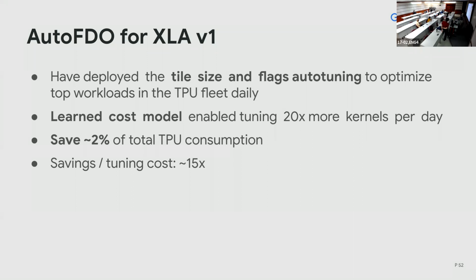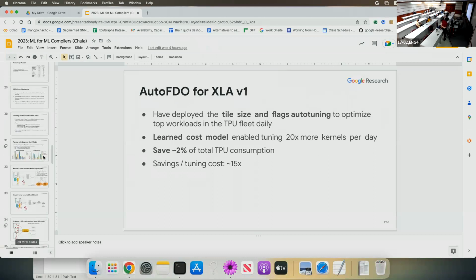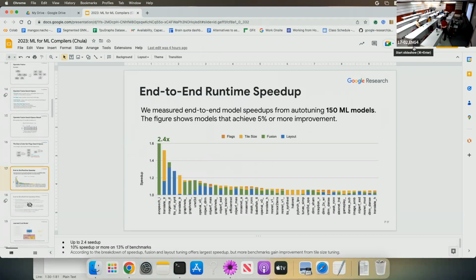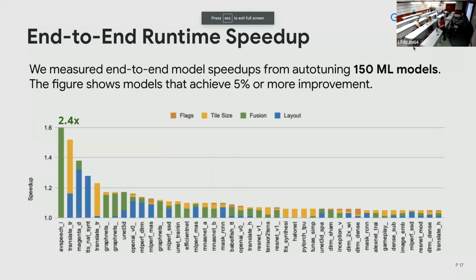Yeah, the question is that there's a slide with the breakdown of the speedup from different kinds of optimization. There's not a trend that this optimization is way better than the others. Very different models have different breakdowns. Good question. I actually don't have an answer to that.